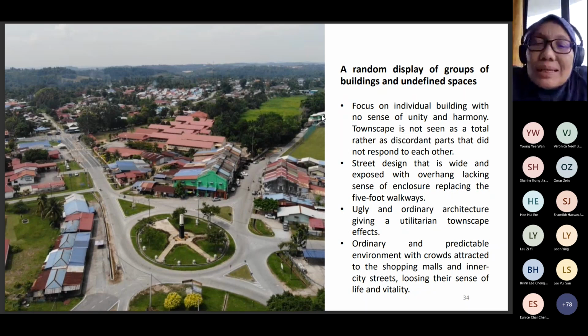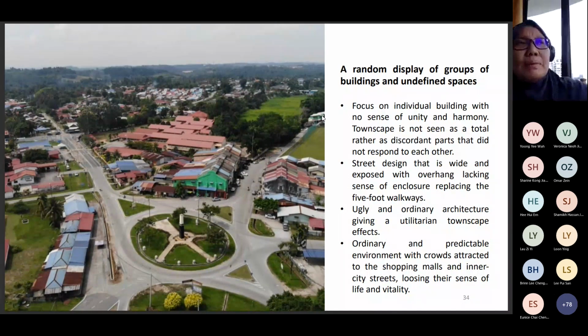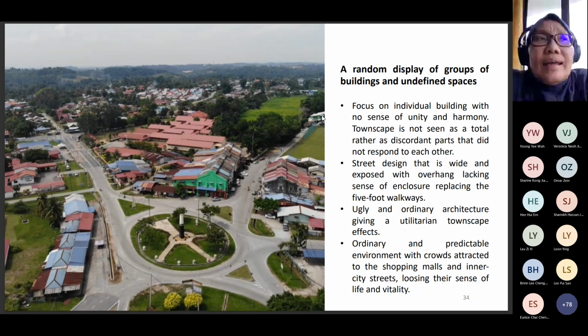And because of this ordinary and predictable environment, crowds are attracted to the shopping malls and inner cities are losing their sense of life and vitality. When you build so many hypermarkets and out-of-town shopping centers, you're actually killing the life in the inner cities. Next. And that has an effect on the townscape. Next.